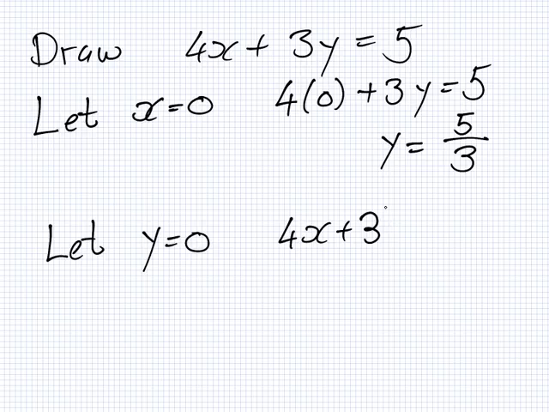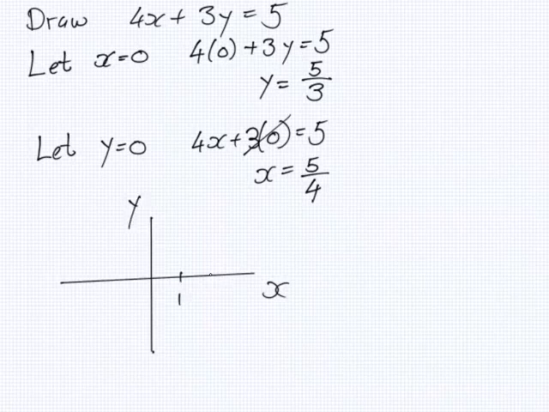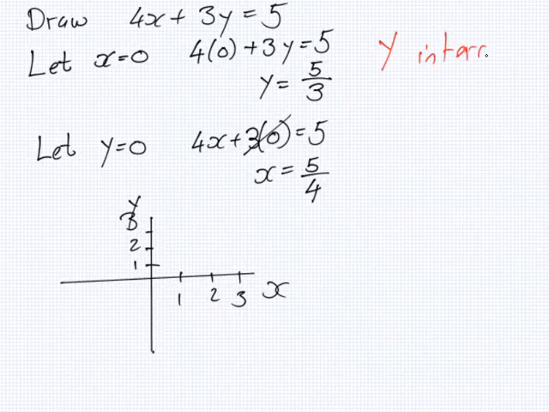Now if I draw, hang on, let me just put this in first. X, y, let's say 1, 2, 3, 1, 2, 3. Okay, so the first point, this is called the y-intercept, and this one is the x-intercept. So the y-intercept is 5 over 3, that's about here, and the x-intercept is 5 over 4, so that is here. So this is the line. This is the answer.